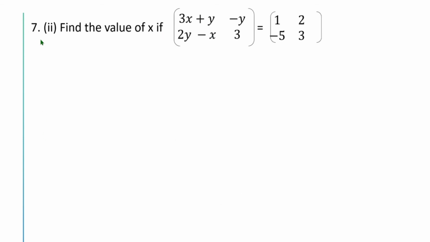Next question: find the value of x if the matrix [3x plus y, minus y; 2y minus x, 3] is equal to [1, 2; minus 5, 3]. So we have to find the value of x if these two matrices are equal. So let us compare the elements of first row first column and the element of first row second column. If we solve these two, we will be able to get the value of x.